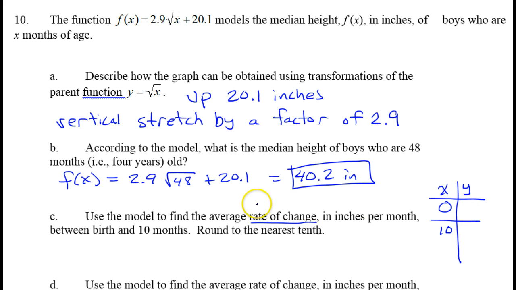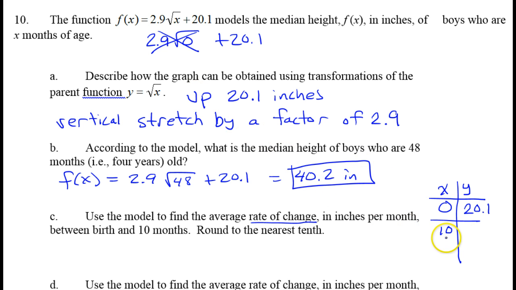So if I let x be 0, right? If I substitute in 0 right here, then that would be 2.9 times the square root of 0 plus 20.1. Now, of course, square root of 0 is 0. 2.9 times 0 is 0. So basically, this goes away. And at birth, we are looking at 20.1 inches. According to this model.